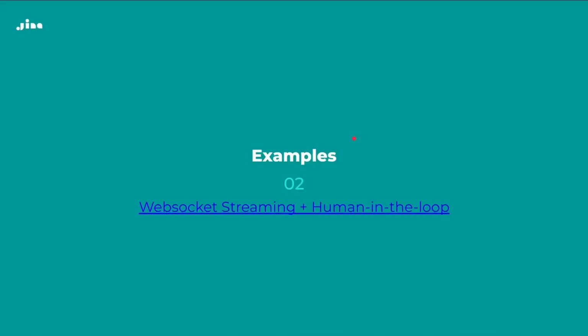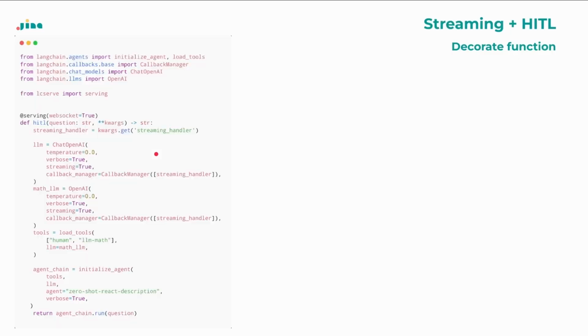Let's go to a slightly more complex example. In this example, we'll try to enable human in the loop on a server which is deployed on Jina AI Cloud. This is enabled using WebSocket streaming. So let's go through this. First thing, like before, we decorate our function. We define a function called hitl. This accepts an input called question, and the output type hint is again of type string. We add the return value, which is again the agent chain run.